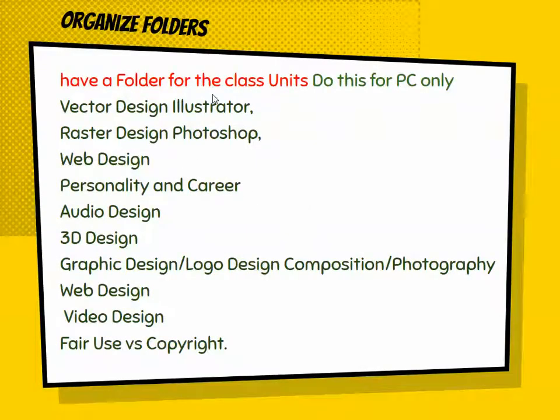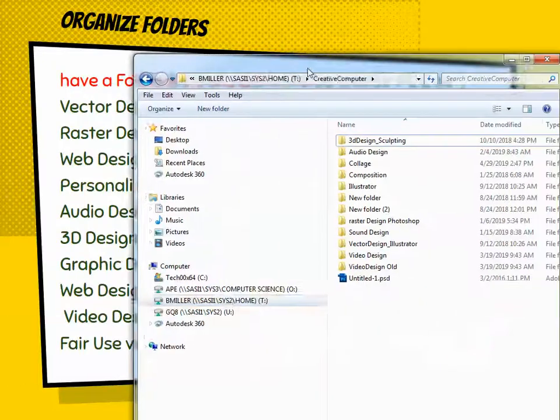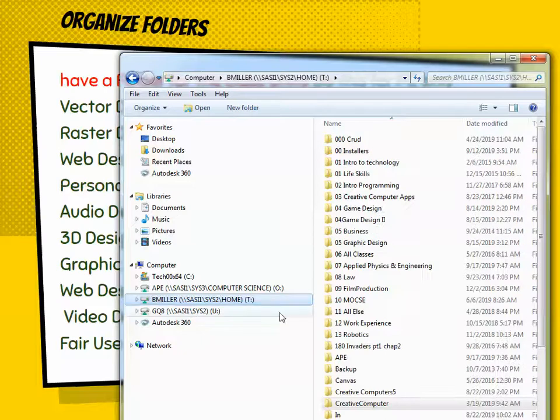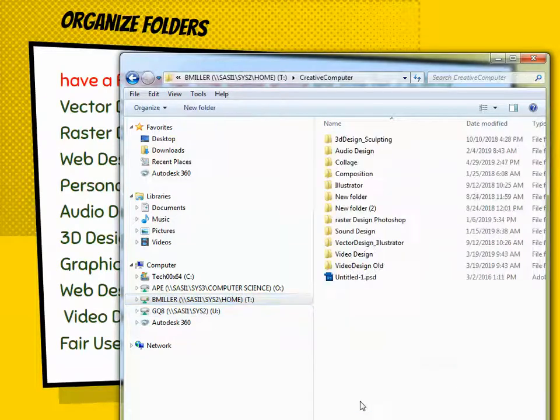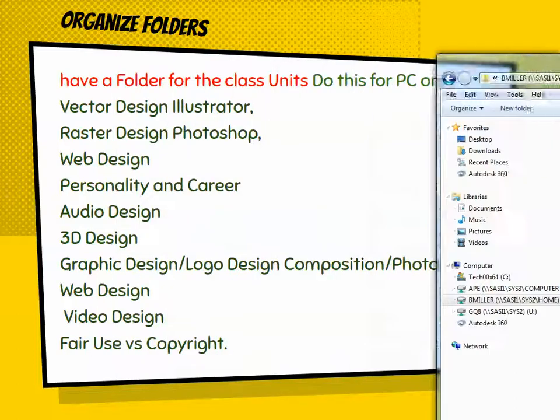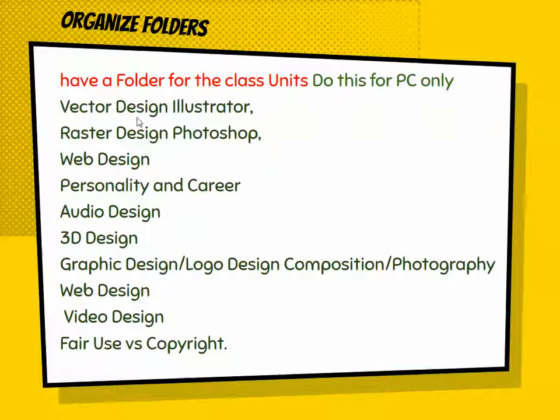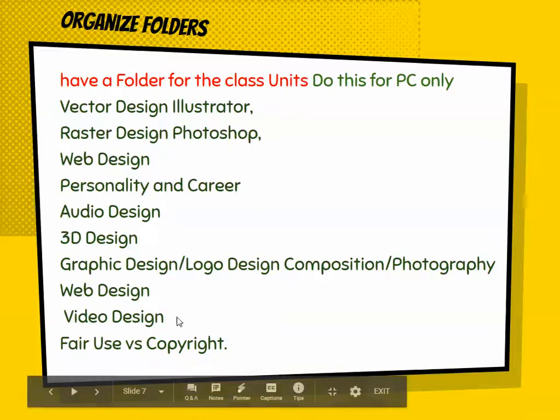All right. So for this class, you're going to make a folder for each of the main units, and this is just going to be for the PC only. So what does that mean? That means you're going to go into your Novell drive. You're going to go into Creative Computers, and then you're going to make a new folder for each of the main subject areas, units, and that's going to be Vector Design Illustrator, Raster Design Photoshop, Web Design, all of these. So make all of those folders.